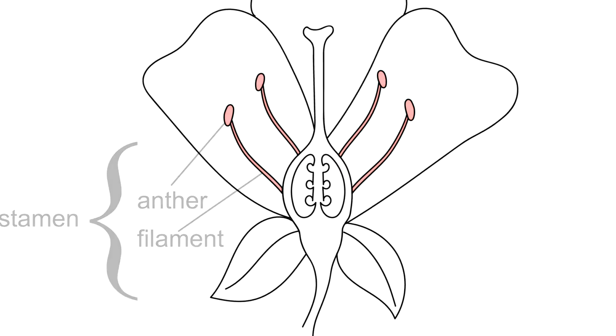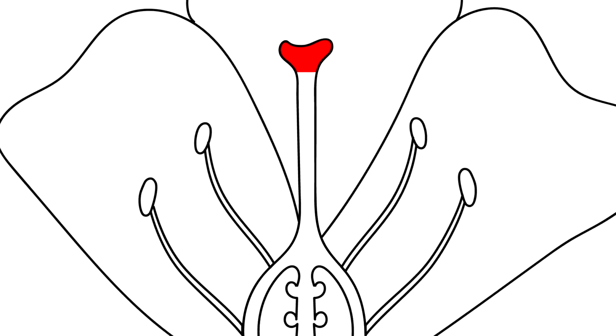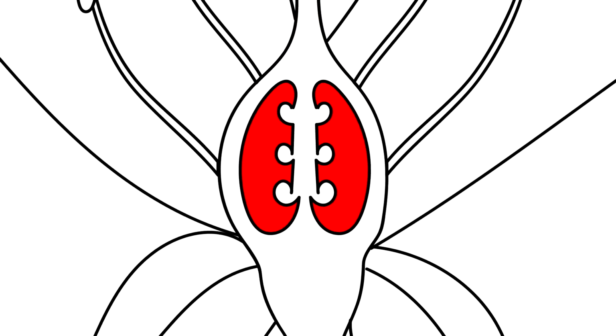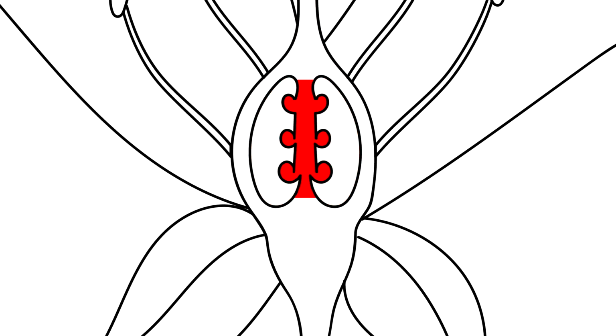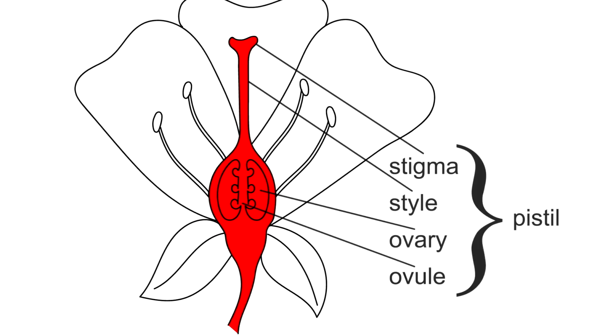Now to the female parts. The stigma is at the top of this tube. The tube is called the style. Below the style is the ovary, and inside the ovary is the ovule. Together, these four female parts are known as the pistil. So, how does pollination happen?